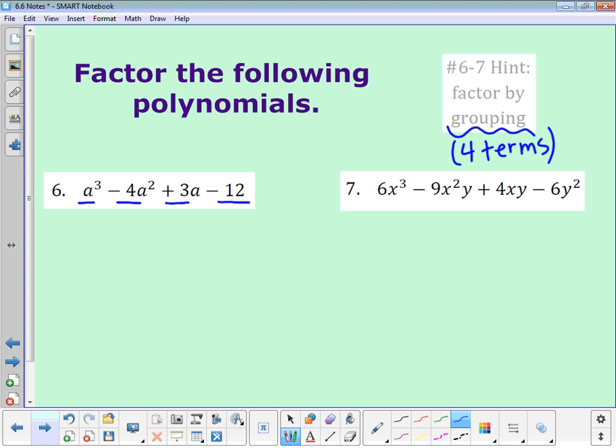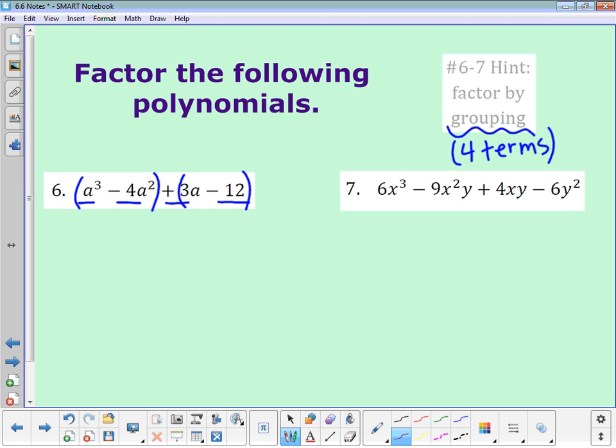So when I factor by grouping, I group the first 2 and I group the last 2. So in number 6, I have these 2 together and I have those 2 together. And now I want to look for the GCF in each. Okay, so if I look at the first group, I have a to the third minus 4a squared.